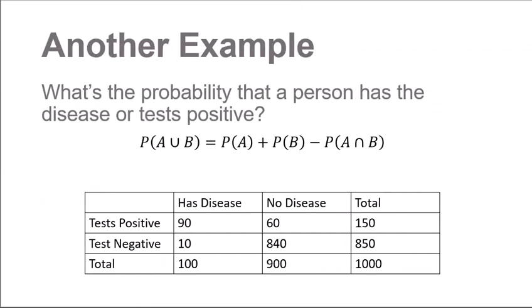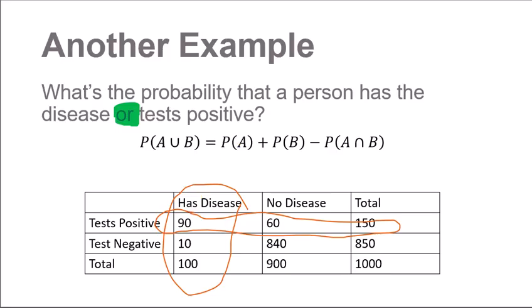Here's another example. What is the probability that a person has the disease or tests positive? This is a similar setup. This is an or probability. We're looking at event A or event B. In this case, the event that a person has the disease, that's the same one we were looking at before, that's these 100 people who have the disease. And then the event that someone tests positive, that would be any of these people in the test positive category. There were a total of 150 of those, but there is an overlap between these two groups. These are not mutually exclusive events.